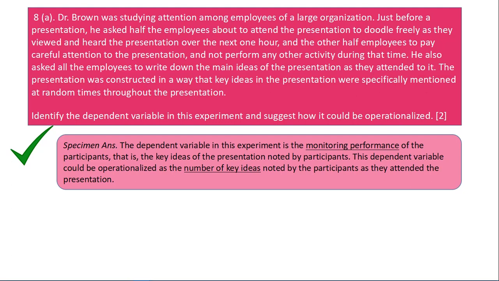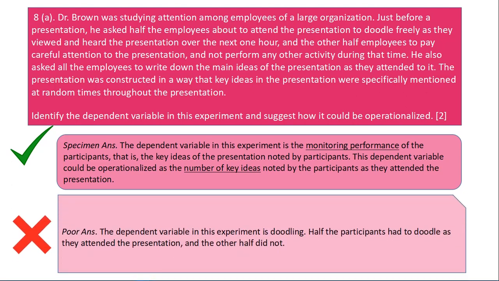All I've done is first point out what the DV was and then state it in operational terms. An incorrect way of answering the question would be to confuse the independent variable with the dependent variable. An important side note here: always highlight the chief points in your answers to increase their readability and to keep yourself organized as you write the answer.